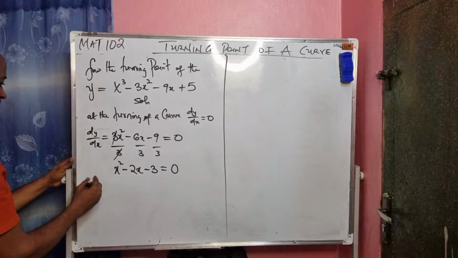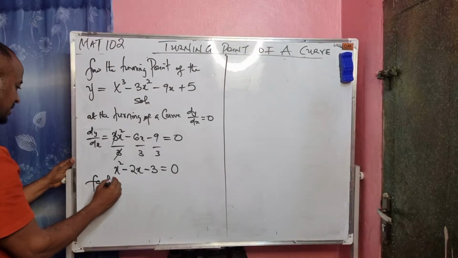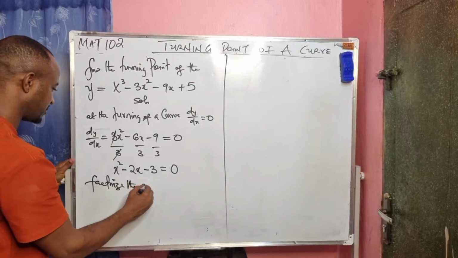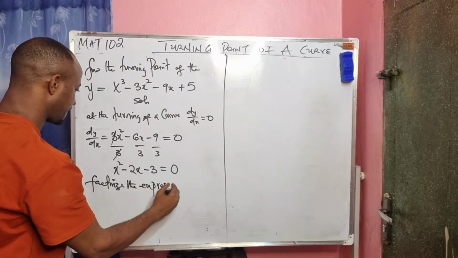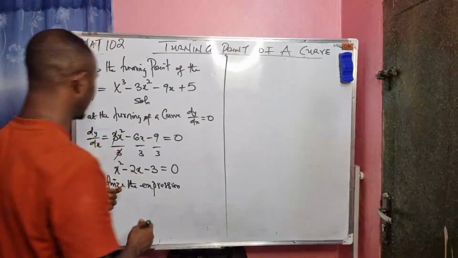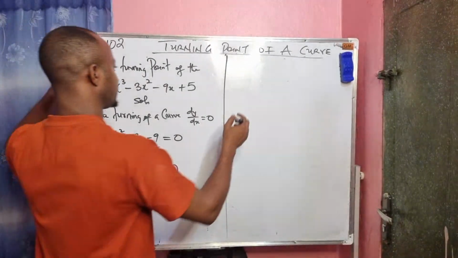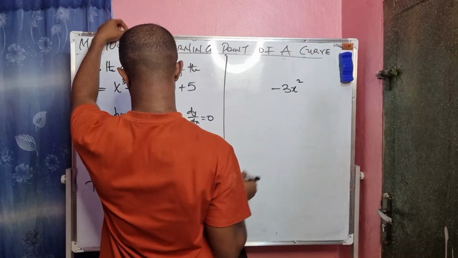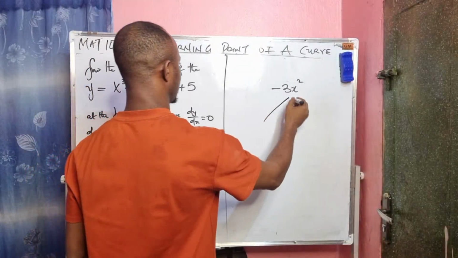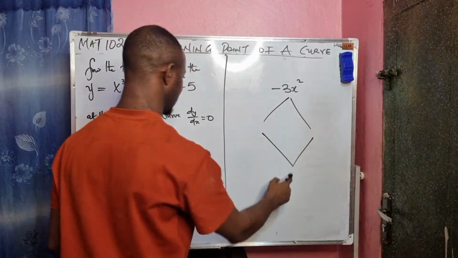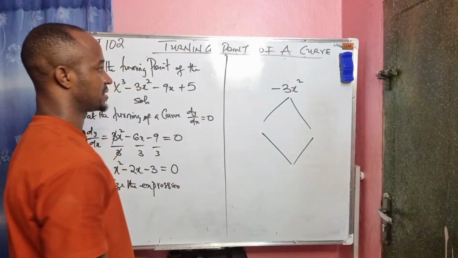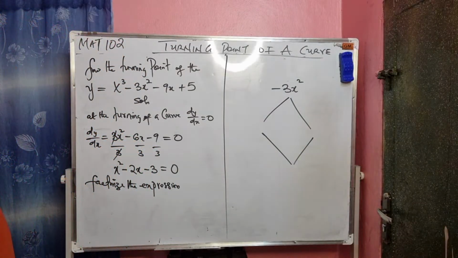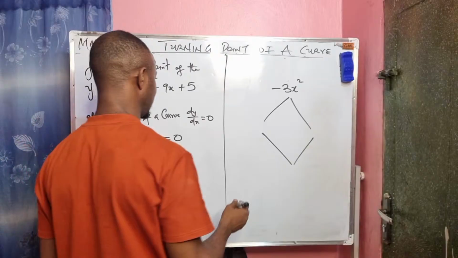The next is to see if we can factorize this expression. Let's factorize. Multiply the first term with the last term. That will give us minus 3x squared, right? Let's think of two numbers that when you multiply them give you minus 3x squared, but when you add them give us minus 2x. So let's check this out.